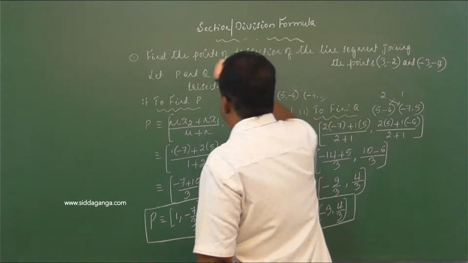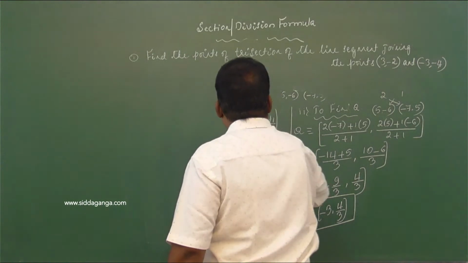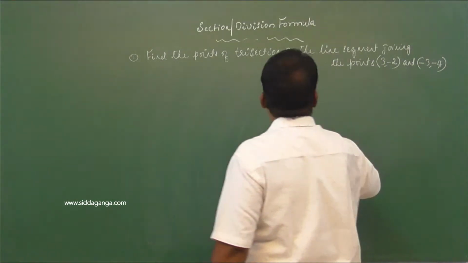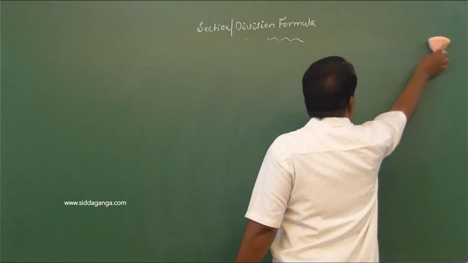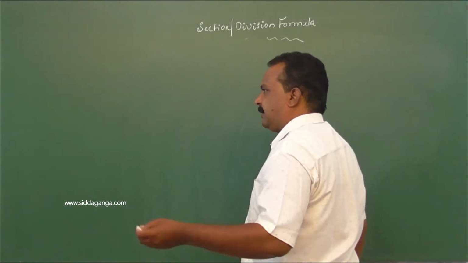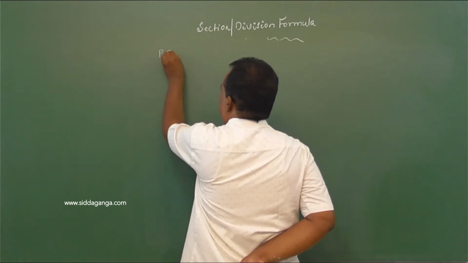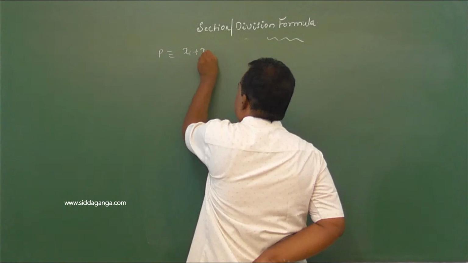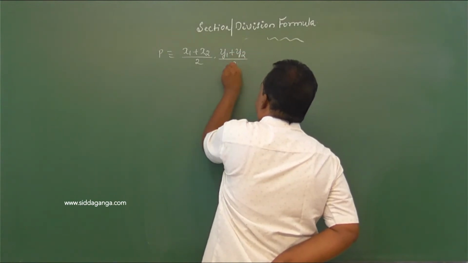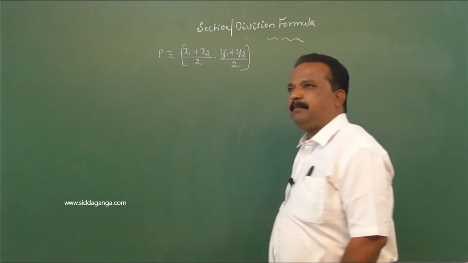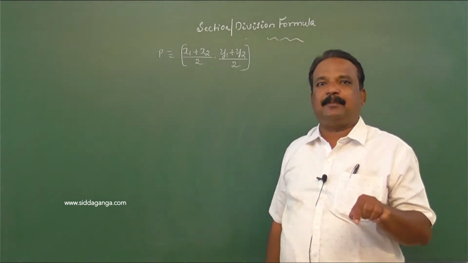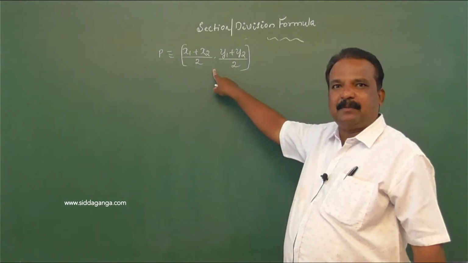Now let us move towards one more different kind of problem. So now let us come to the midpoint formula. So what is the midpoint formula? Simply it is (x1 plus x2) by 2, (y1 plus y2) by 2. So if the dividing point divides a line segment in the ratio 1:1, then that point is referred to as the midpoint. This is the midpoint formula.